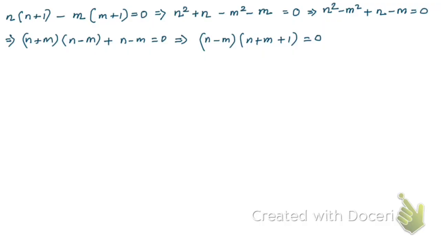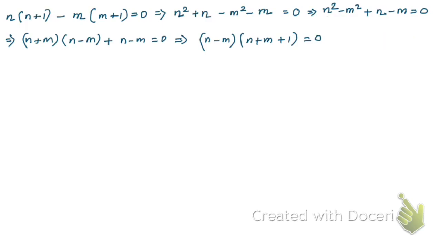Here you see what I have done: just open this bracket, then you will get this, right? Then again, if you open this bracket, that means if you multiply these two, you're going to have this, right? So from here I have written n square minus m square. Then n minus m, this is n minus m, right? So this can be written as n plus m into n minus m, right? a plus b into a minus b, algebraic identity. So hope you have understood this.